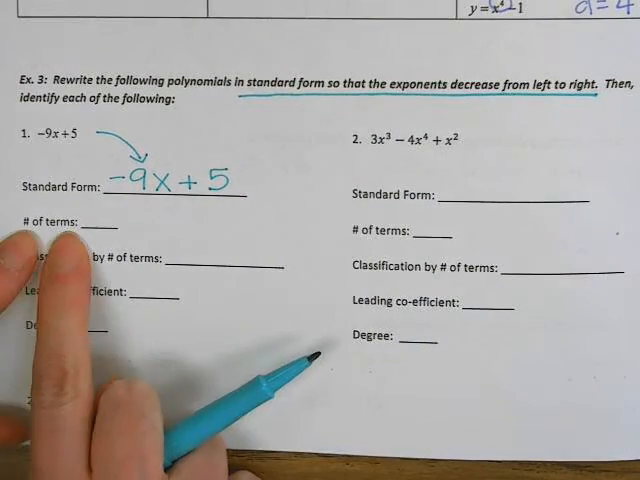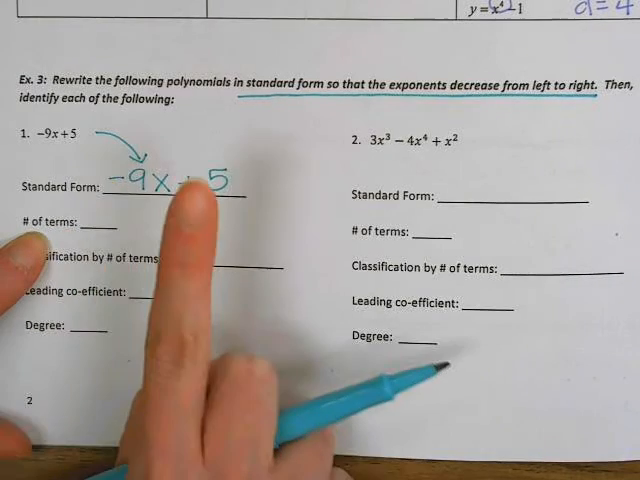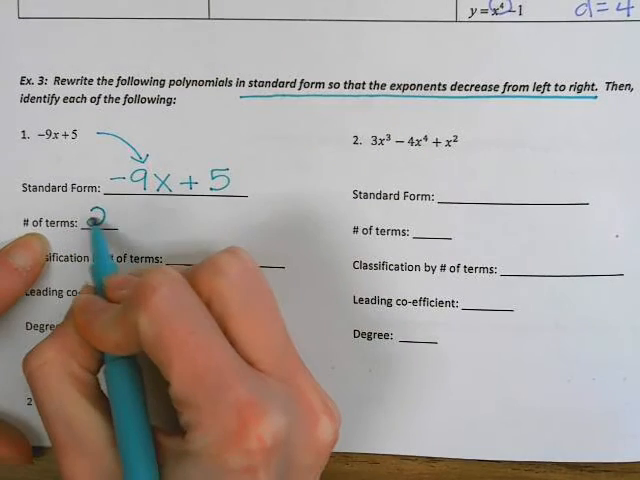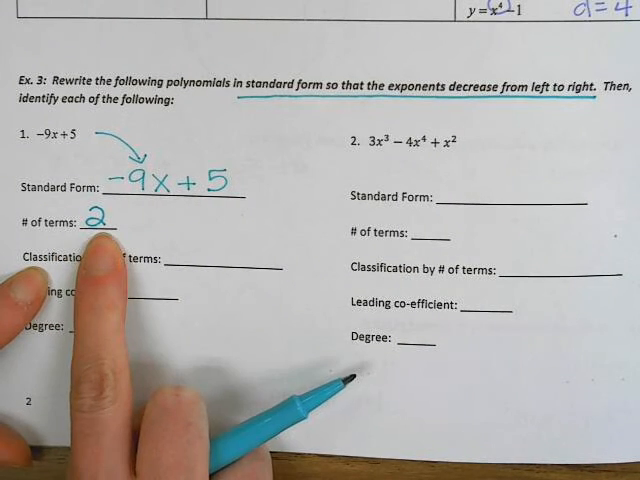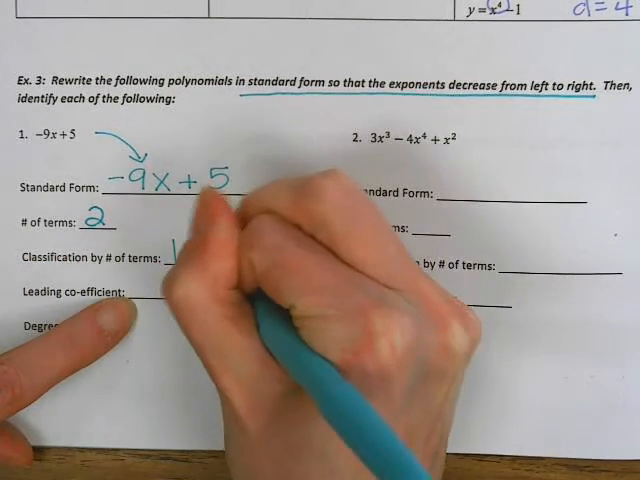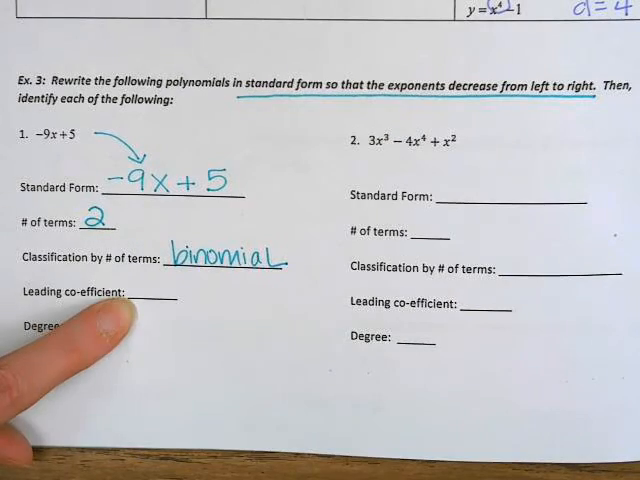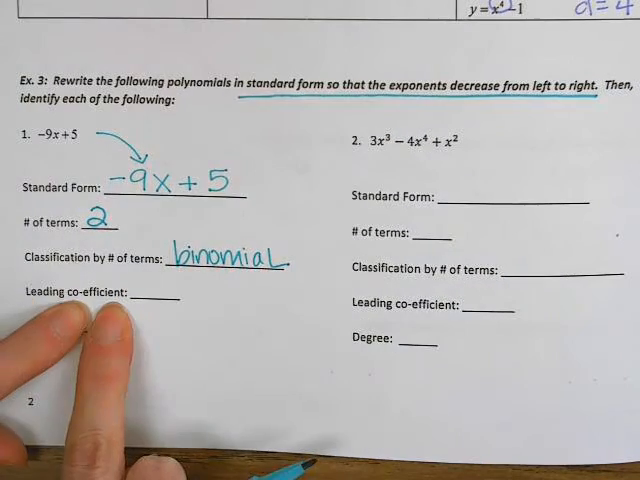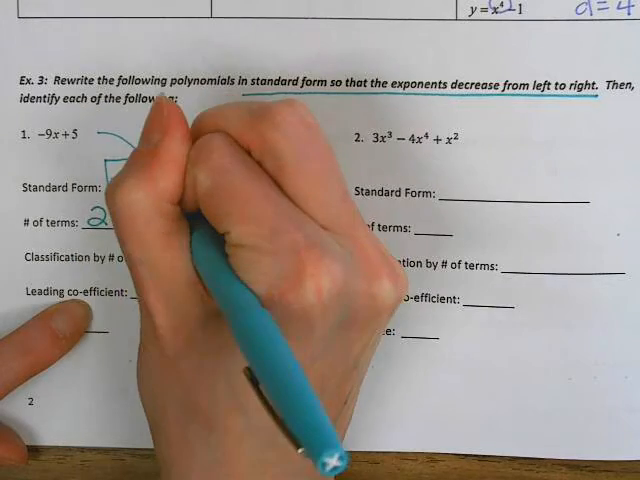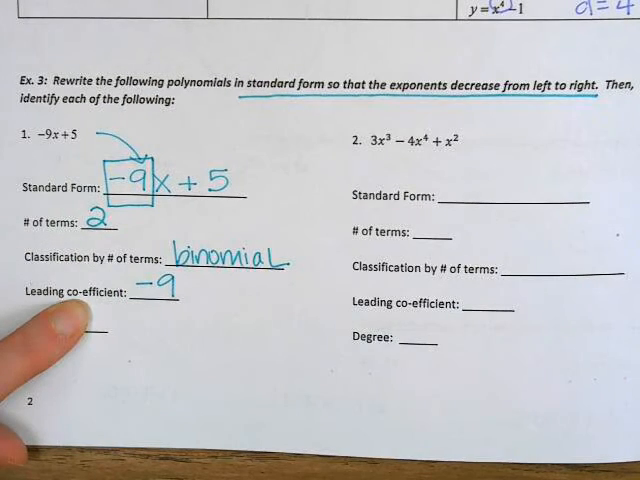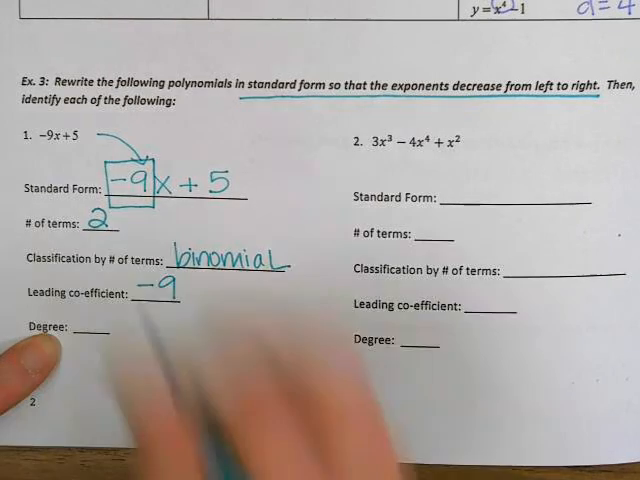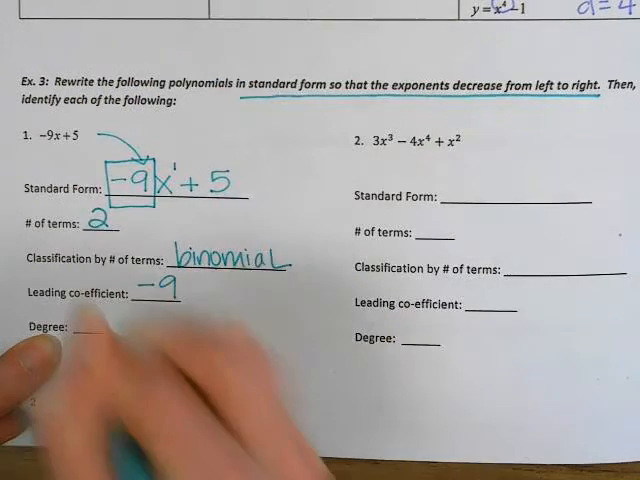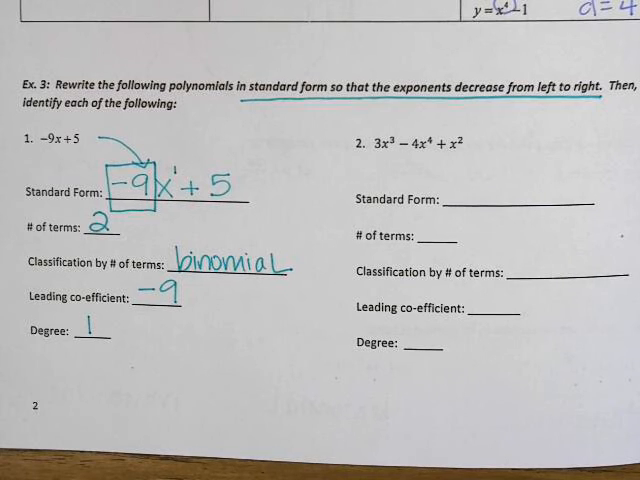Okay, how many terms do you see? 1, 2. What do we call it when it's 2 terms? It's called a binomial. What is the leading coefficient? It's the first number, so -9. And what is the degree? The degree is the highest power, but since there's nothing, it's a secret 1. Okay, that's the vocab you have to know.